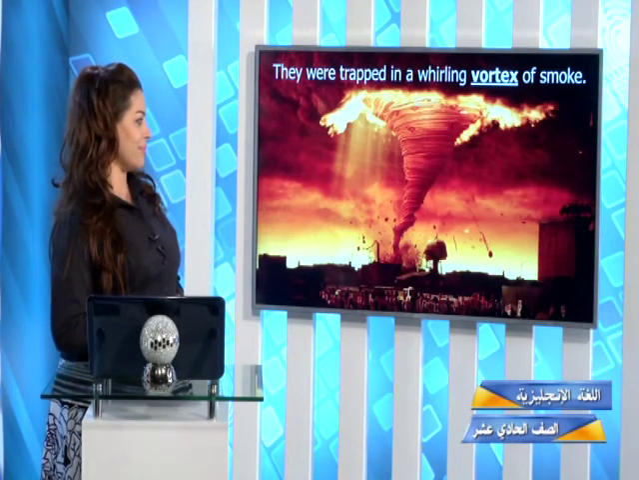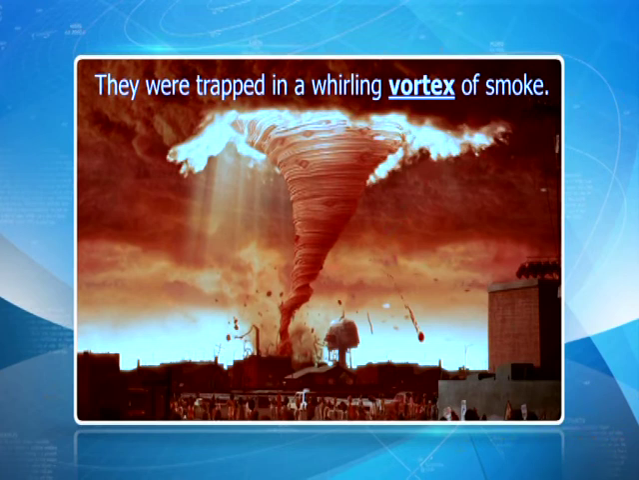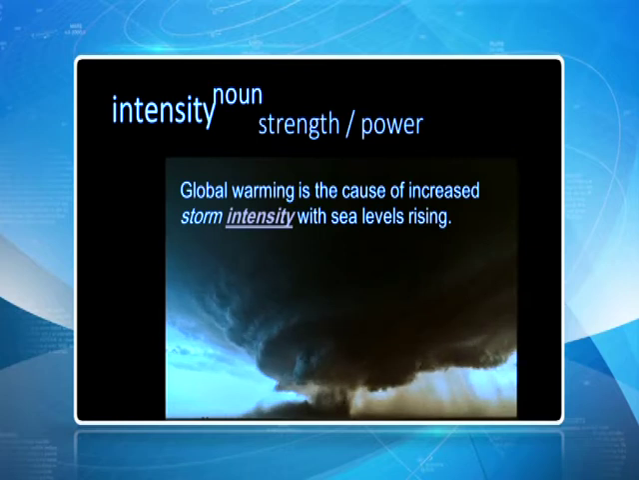This is another example. Look at the picture. They were trapped in a whirling vortex of smoke. Let's look at this picture. Intensity. It's a noun which means strength and power. Global warming is the cause of increased storm intensity with sea levels rising. Can you see the picture?